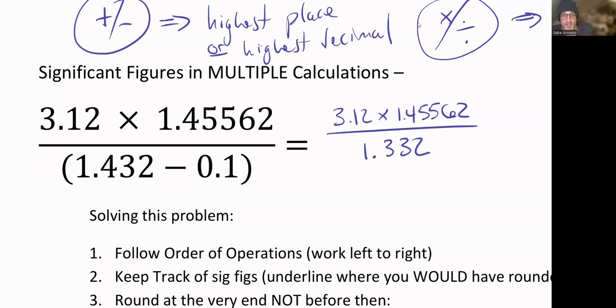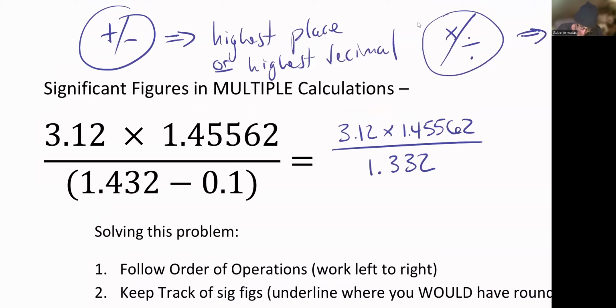But we're not finished. Because I've done the math, I have to decide where I would have rounded. Remember, adding and subtracting, I'm looking at the highest place or the number of decimal places. This has a number in the tenths place, that's the last significant figure. This has a number in the thousandths place, which means we can ignore it. My answer should be rounded to the tenths place, so I'm going to underline the tenths place. That's where I would have rounded. I'm not going to round yet. Okay, that's it. We set it up. We did the calculation for PEMDAS in order, and then we underlined where we would round.